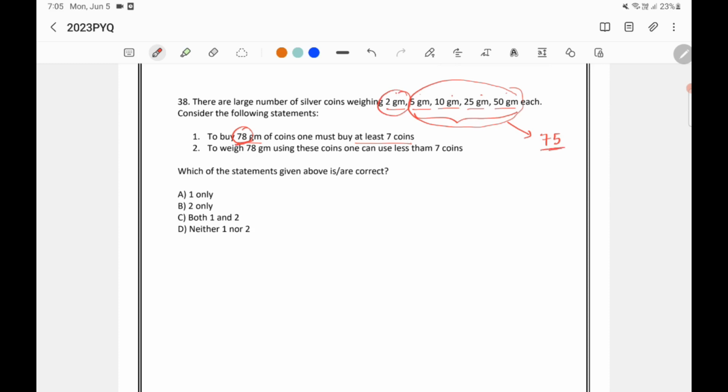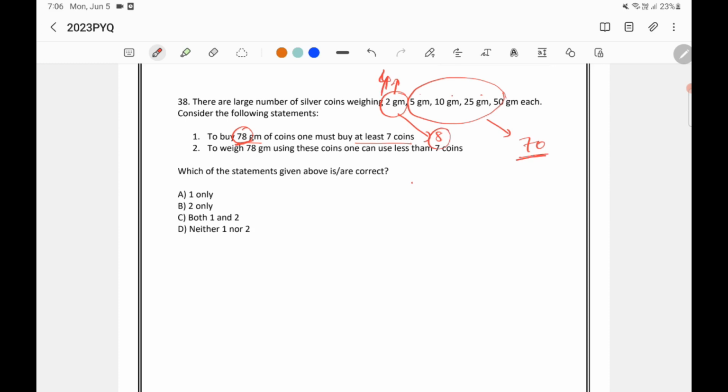If I can make 75 gram with these, the rest is 3 gram. But 3 is not a multiple of 2. 3 is an odd number. So this is not possible. Making 75 with these 4 coins and 3 with the 2 gram coin is not at all possible. So the possibility will be making 70 with these coins. 70 is also a multiple of 5, and making the rest 8 with this coin. So 4 coins of 2 gram will be needed to make 8. So 4 coins are here.